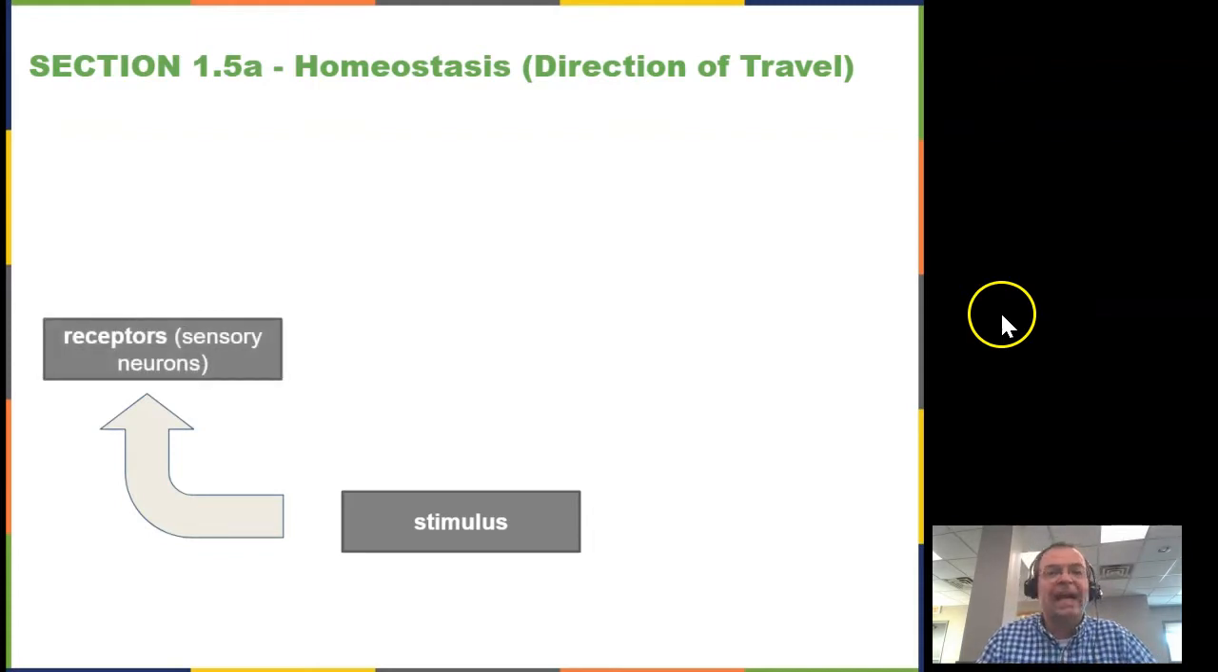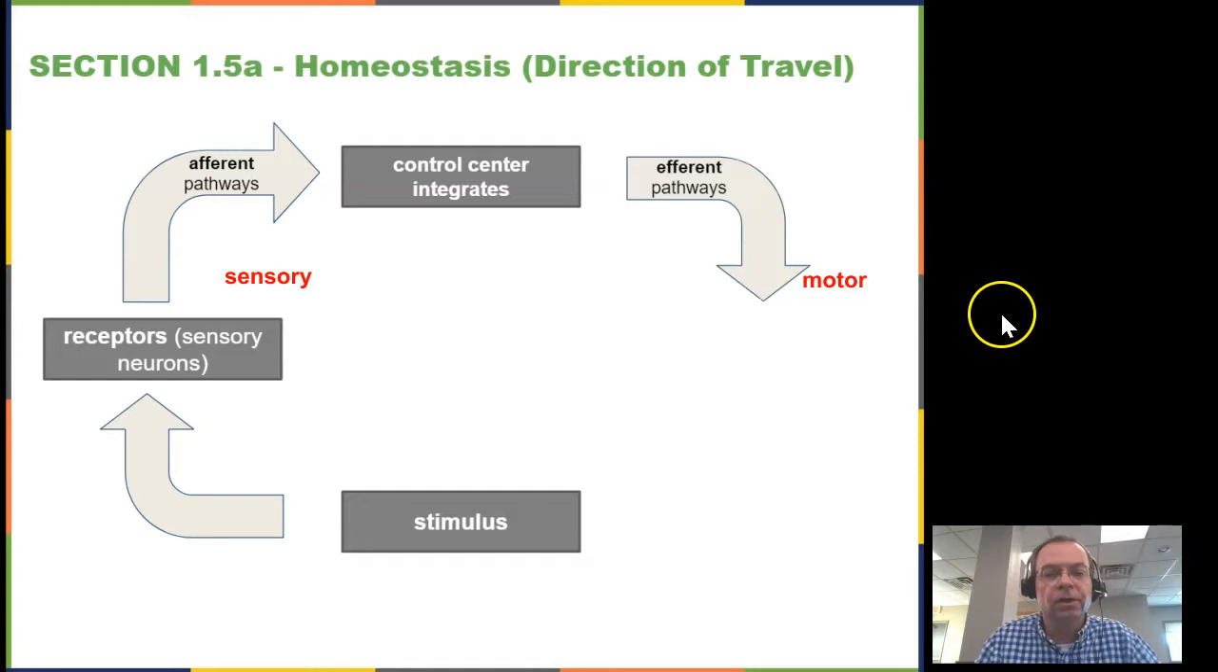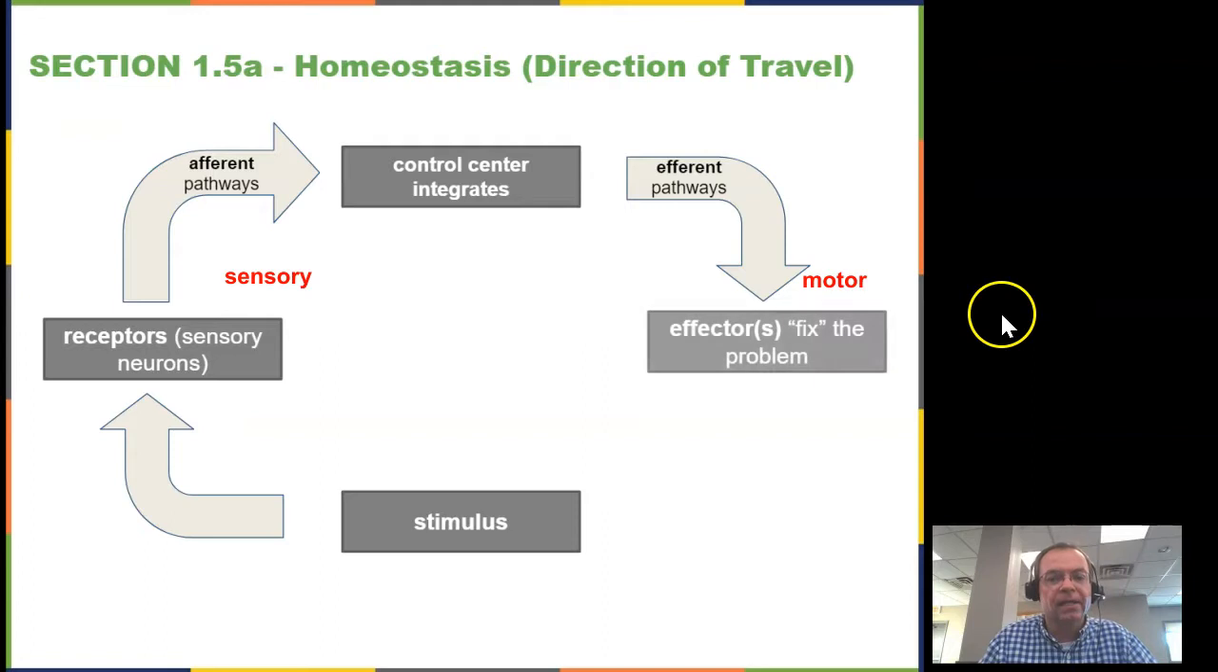Another way of describing it is that the direction of travel is either afferent or efferent. So here we have a stimulus, and it's getting picked up by the receptors again. Now, the receptors are sending impulses through afferent pathways. They're actually afferent sensory pathways to the control center. The control center then integrates it and sends impulses away from it through efferent motor pathways. And those efferent motor pathways then end up at the effectors, which then fix the problem.